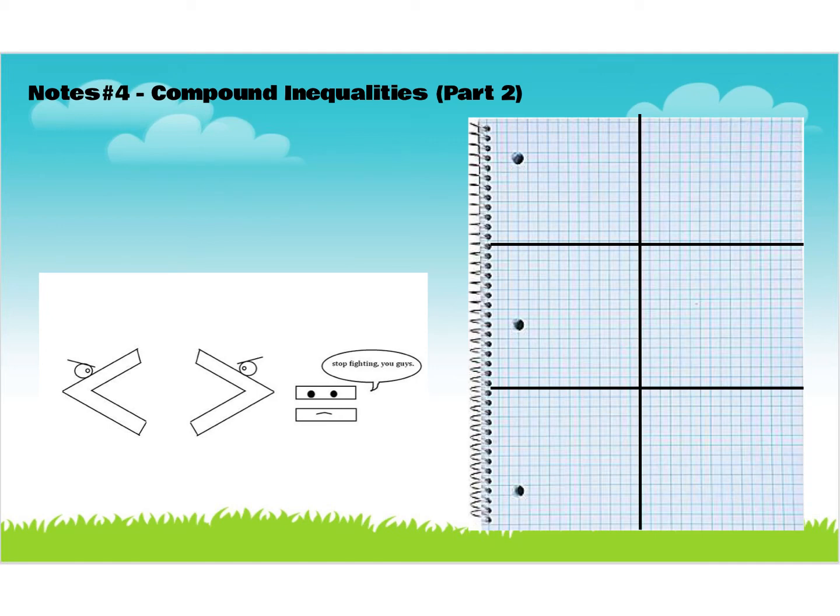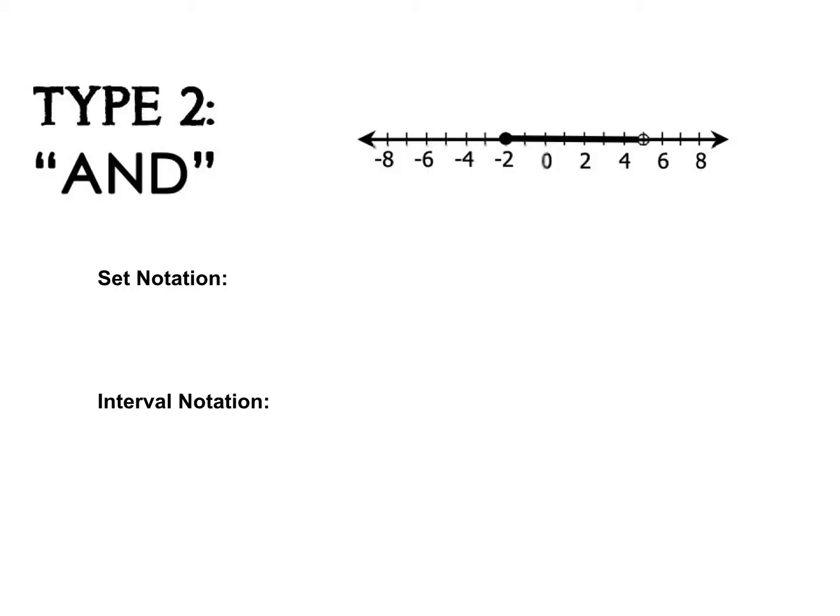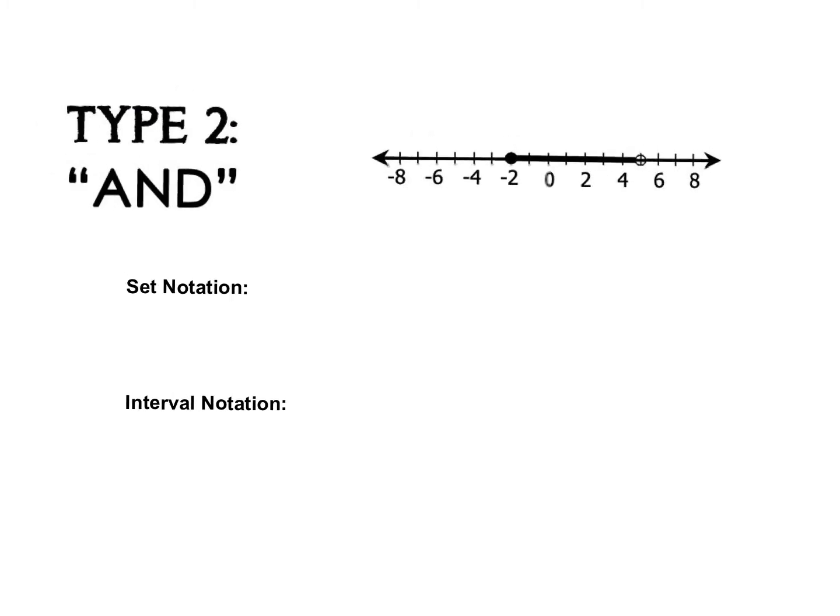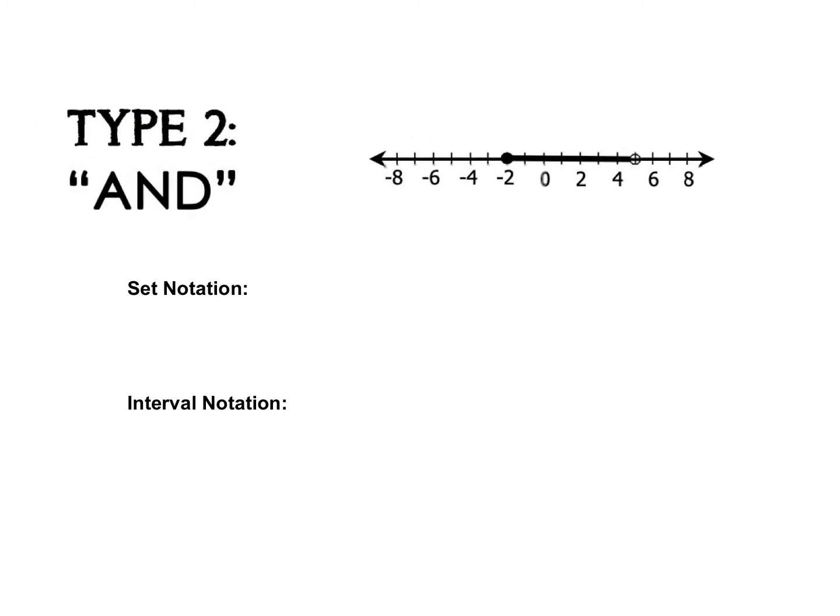Notes number 4, compound inequalities part 2. Set up the left-hand side of your notebook right next to part number 1. All right, this is going to go in box number 1. And we have the second type of compound inequalities. We call them the AND inequalities.